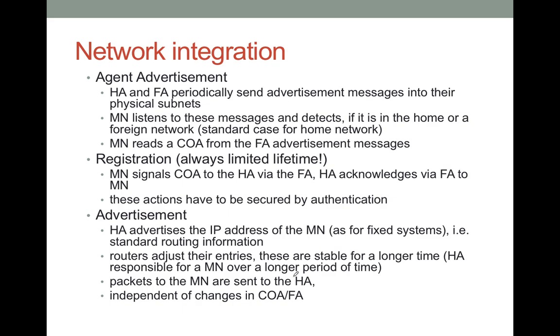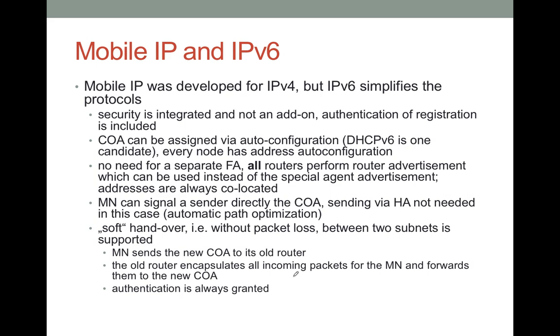Okay? And the advertisement: the home agent advertises the IP address of the mobile node as for a fixed system, in the routing information. Routers adjust their entries. These are stable for a longer time, since the home agent is responsible for a mobile node over a longer period of time. Packets to the mobile nodes are sent to the home agent, independent of changes in the care of address at the foreign agent. So that is the advertisement if you want to integrate.